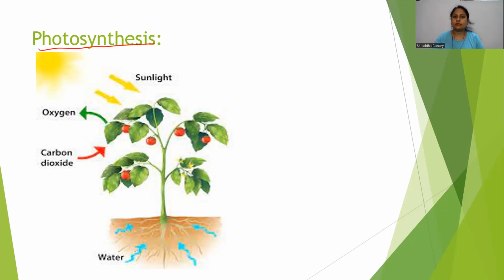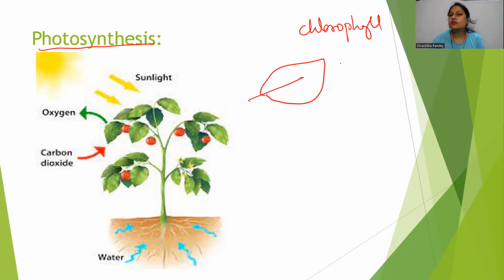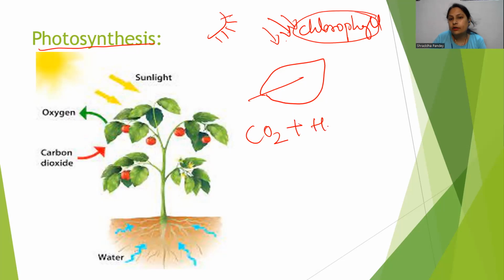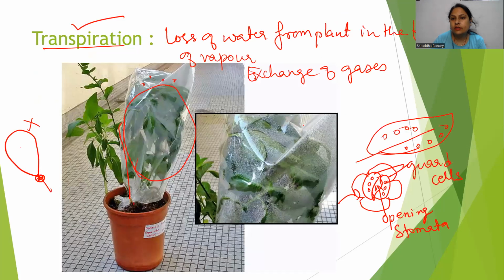The leaf also performs photosynthesis. The leaf is green in color, so the leaf has one pigment called chlorophyll. This chlorophyll absorbs the sunlight and helps in the reaction of photosynthesis. So the sun's energy is trapped by the chlorophyll, and this energy is utilized to react CO2 and water. Water is absorbed by the roots and goes to the upper part of the plant. Ultimately, it goes to the leaf. And the leaf has minute openings.